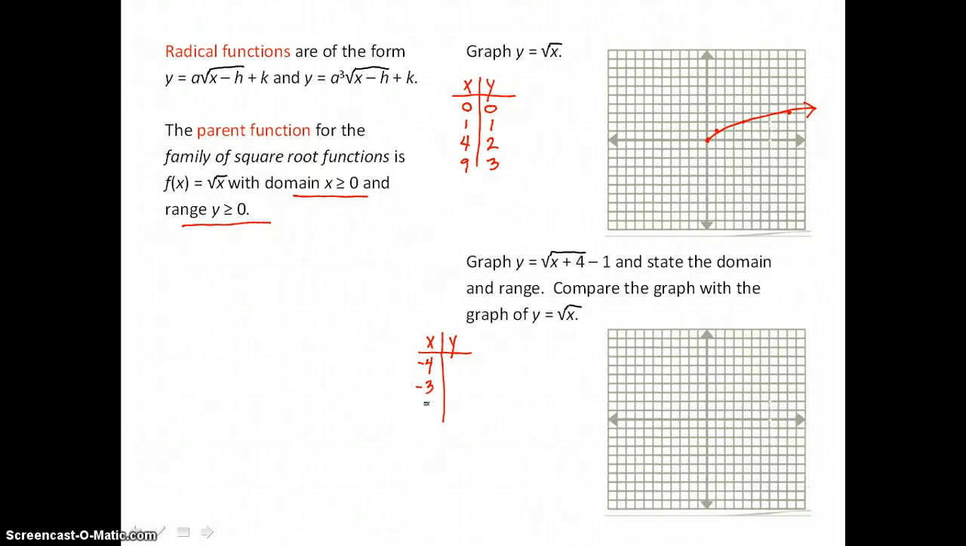And I want to take the square root of 4, so I'll let x equal 0. And now get my y values. When I put negative 4 in for x, I'm taking the square root of 0, which is 0, and 0 minus 1 is negative 1.